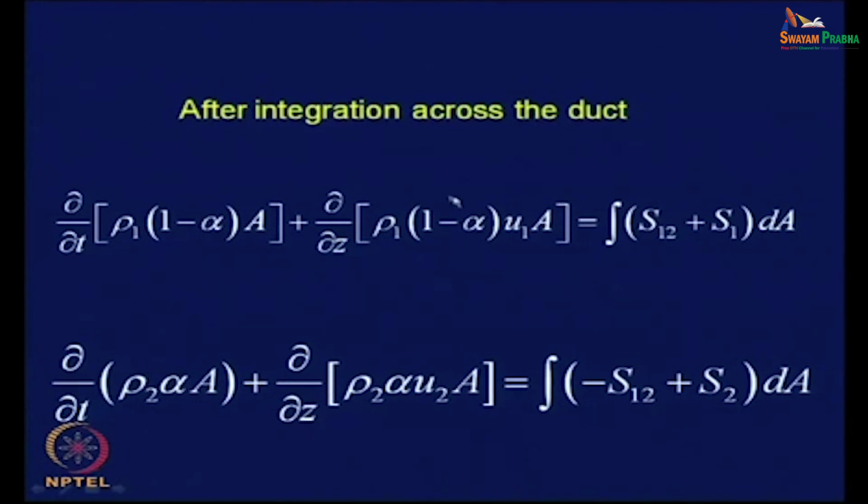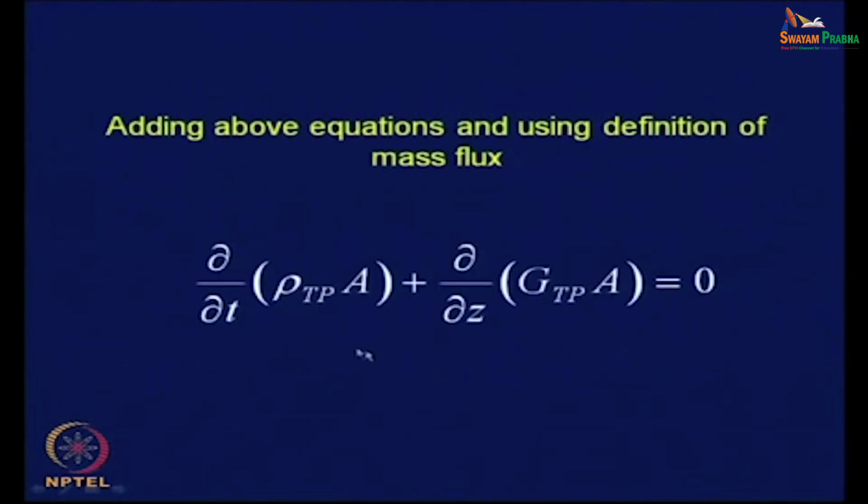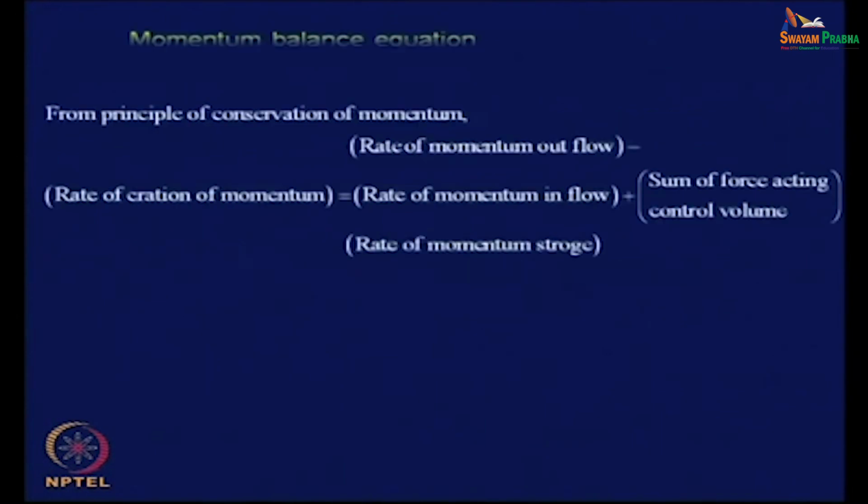Now, we know rho 1 (1 minus alpha) u1 plus rho 2 alpha u2, this becomes GTP. Therefore, this particular term becomes GTP into A. If we add these two, S12 minus S12, they cancel out. S1, S2, I have already told that we never have external sources of matter entering. So, these cancel out. So, therefore, this plus this, finally, it gives this particular expression. This is the equation of continuity for the mixture. Agreed? Now, if we go for the momentum balance equation.